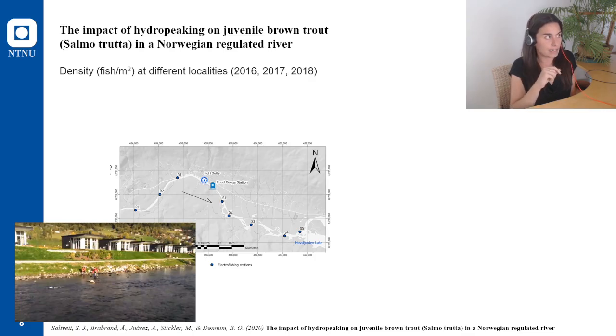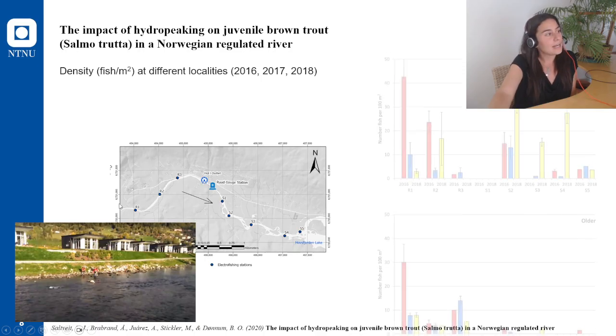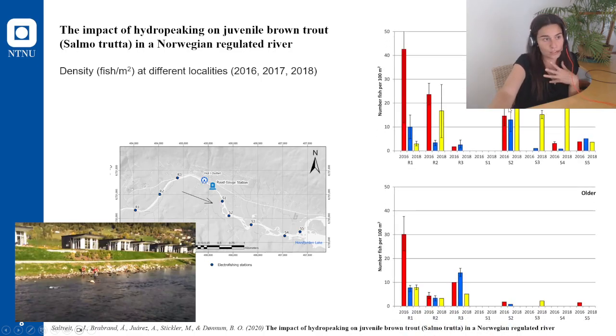There is this paper, the impact of hydropeaking on juvenile brown trout, Salmo trutta, in Norwegian regulated rivers. Maybe you can read down here. It was written by Salvatore and also myself somewhere there. They studied, by actual field measurements, the density of fish per square meter at different localities in 2016, 2017, 2018. In this river you can see, these are the two of them doing the actual measurements. And these are the results.